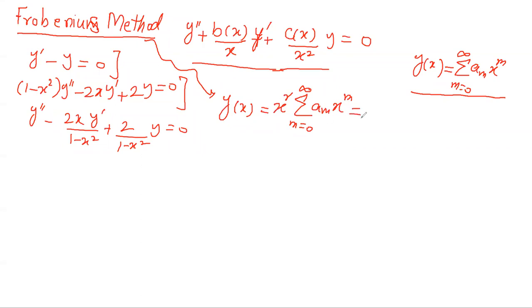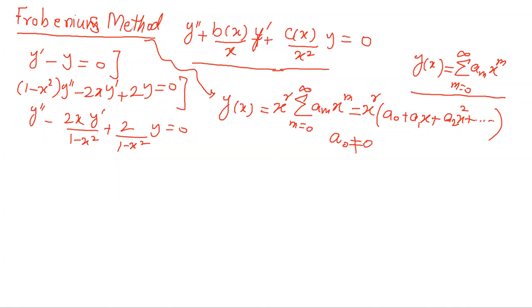If I expand it, it will be x power r, and then a naught plus a1 x plus a2 x square, and so on. This series will go on like this. But remember that in this case, we will not take a naught equal to 0. This is the condition for the Frobenius method. The value of a naught we cannot take equal to 0.